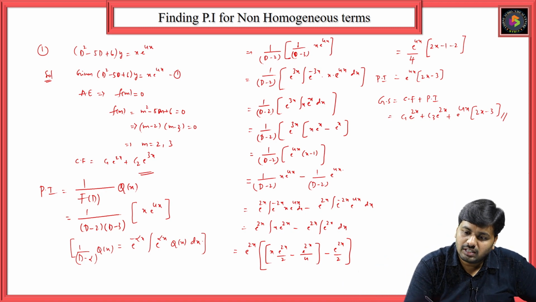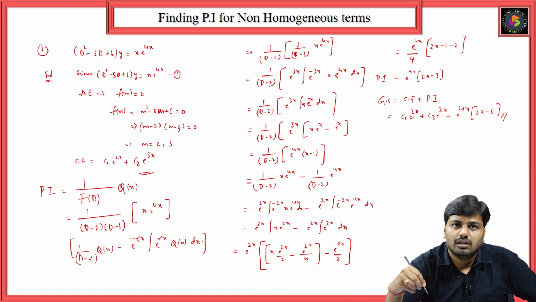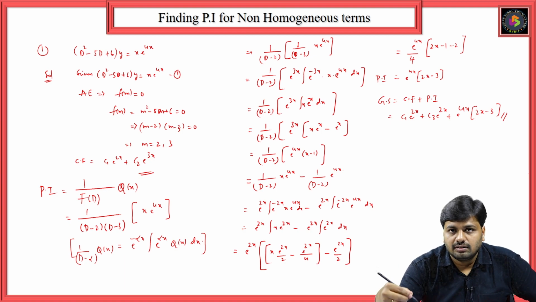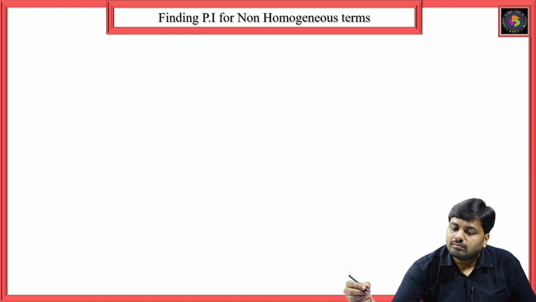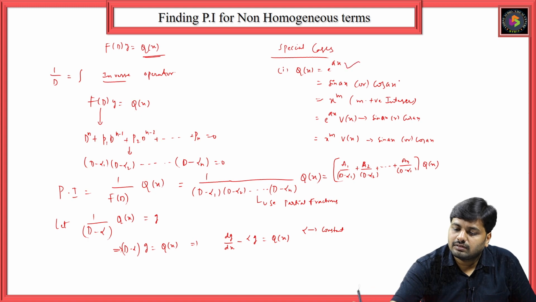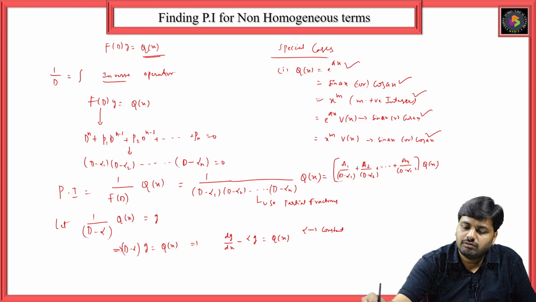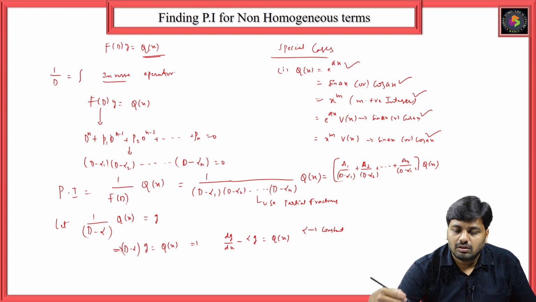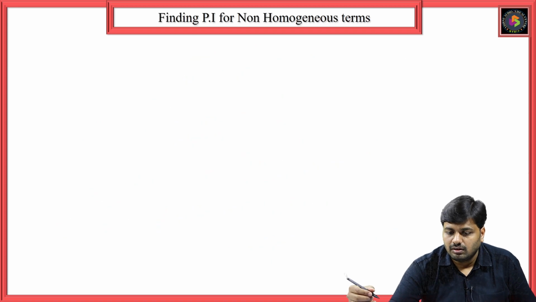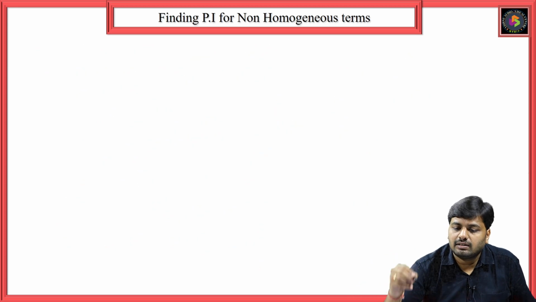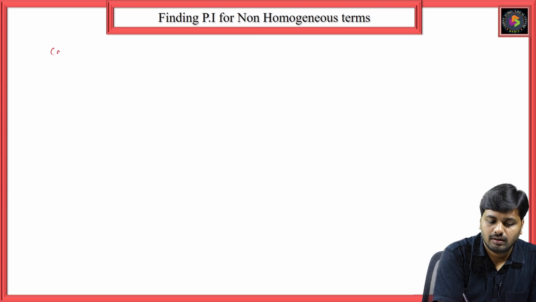Now see how many steps are required to solve this problem. Because of that reason, we are introducing some special cases, which I already mentioned. Now the q of x will be the following functions. How we are going to solve them, we'll see one by one. Now we'll deal with e power x. So what is the procedure for e power x? Now we'll write case 1.